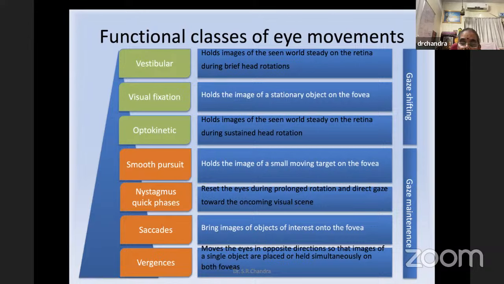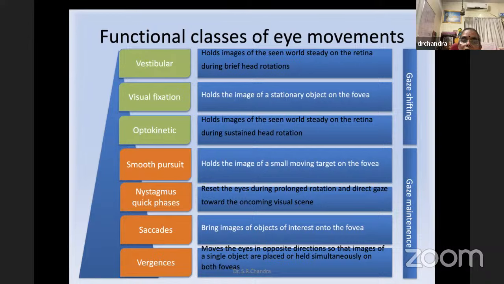So the eye has to be brought back. For that, the quick phases of the nystagmus are used. And saccades bring images of the object of interest into the fovea by fast movement. It does not need a follow-up target. It is a quick movement.